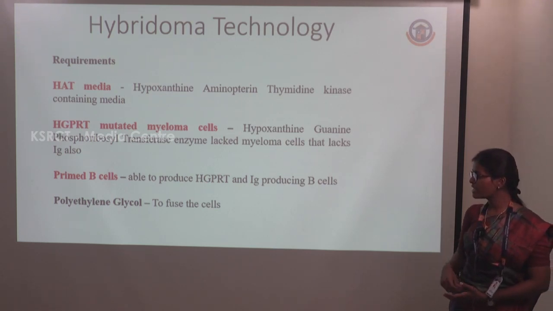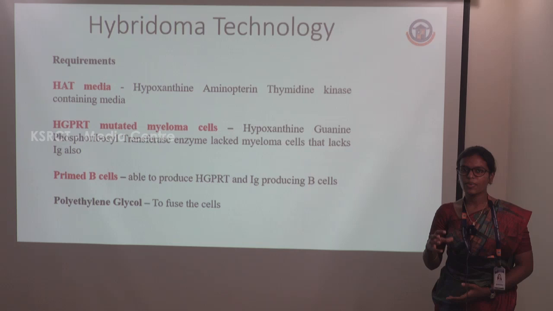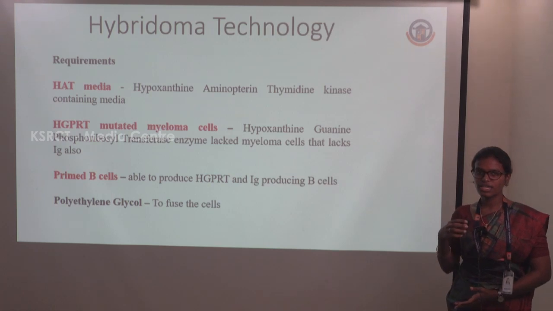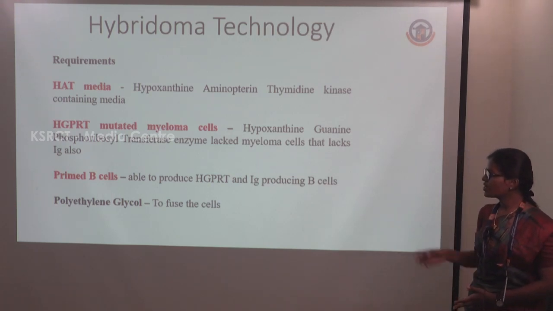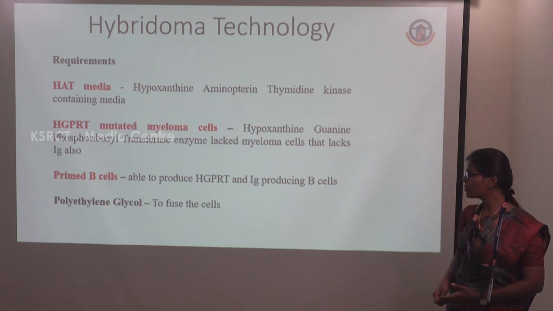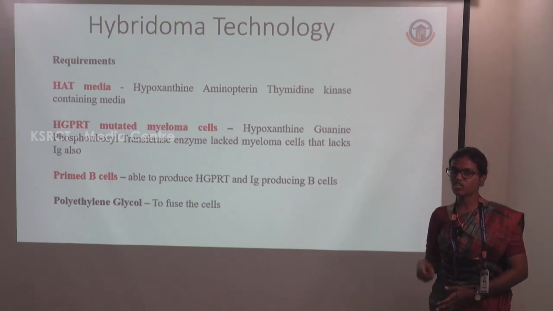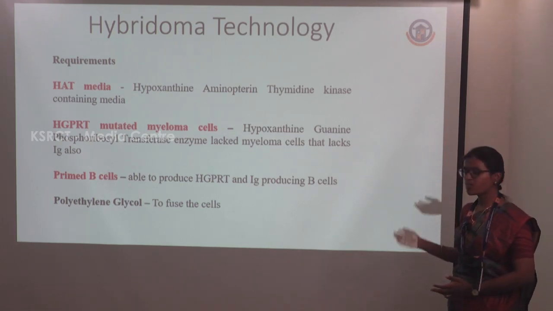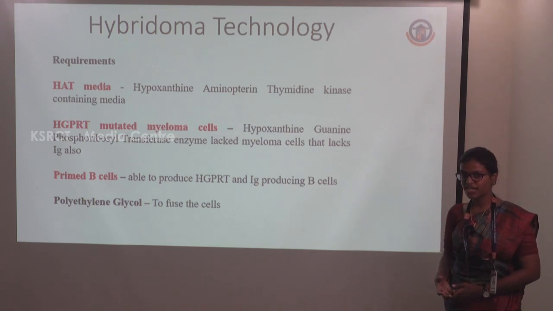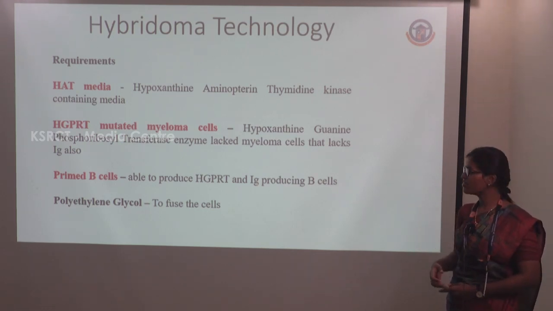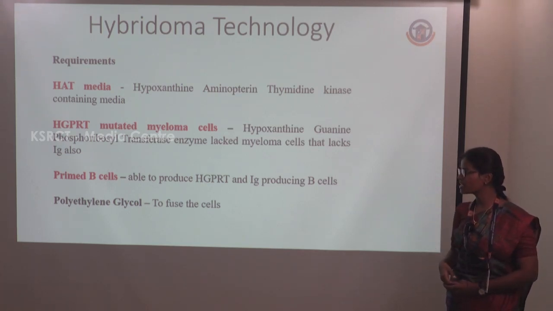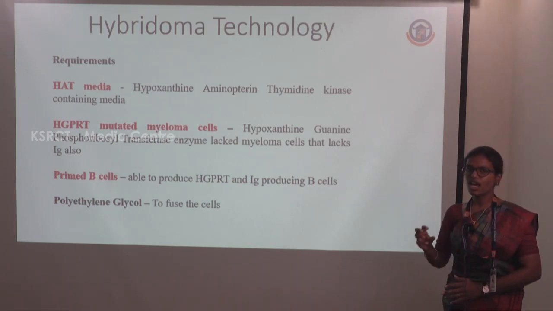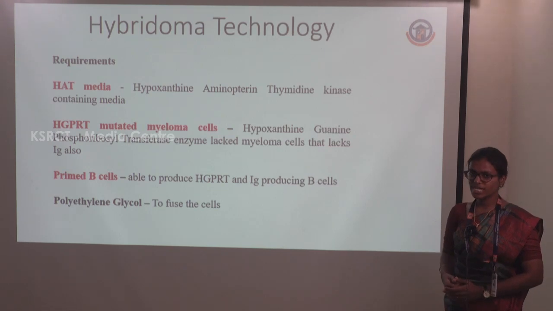Hypoxanthine guanine phosphoribosyl transferase enzyme is used in the de novo and salvage pathways to produce nucleotides for replication. We are using the mutated cells. Then primed B cells will be derived from the spleen cells of mice, which will produce the B cells, and they have the ability to produce immunoglobulins to act against antigens, and they will also produce HGPRT. Then polyethylene glycol is used to fuse the two cells, the cancer cells and the B cells. We are using polyethylene glycol here.